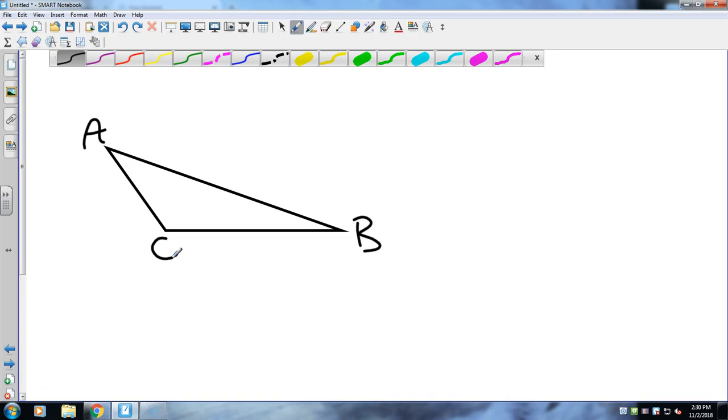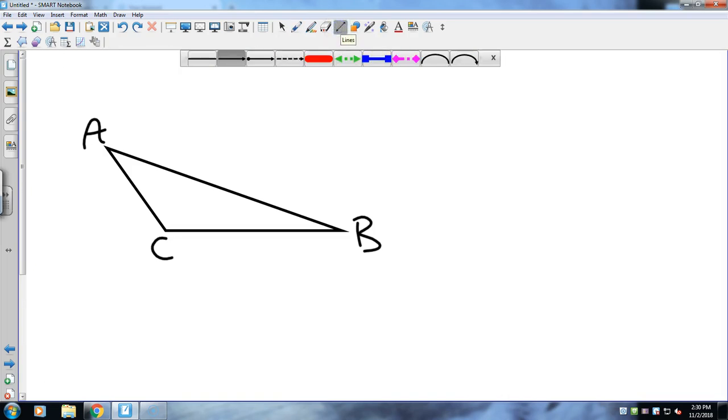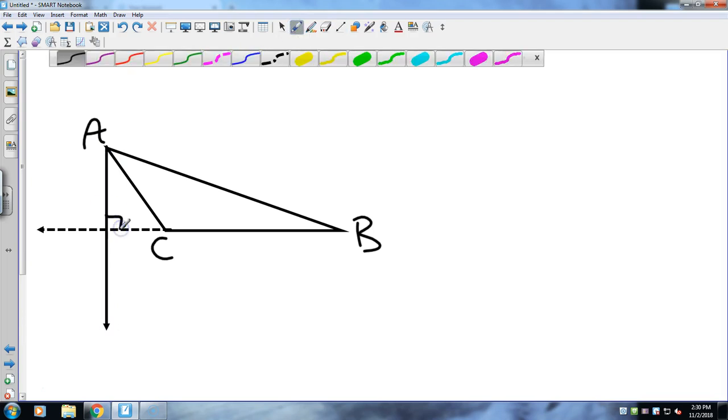And so it would have to go to vertex A, and you'll notice anywhere I go, I'm not going to get a 90-degree angle. So what I have to do is extend CB, and then to find the altitude, now I can drop it straight down and get a nice 90-degree angle. So altitudes are not always located inside of our triangle.